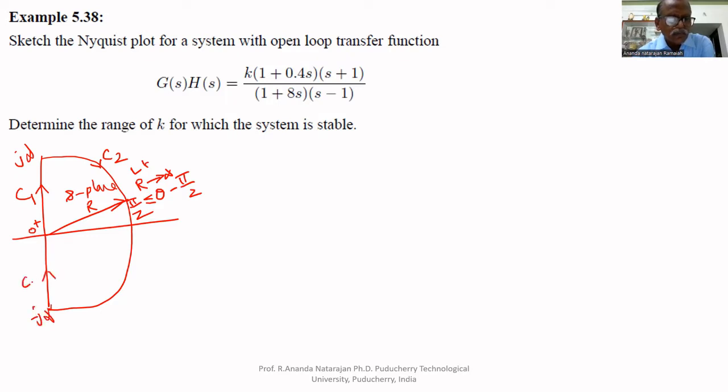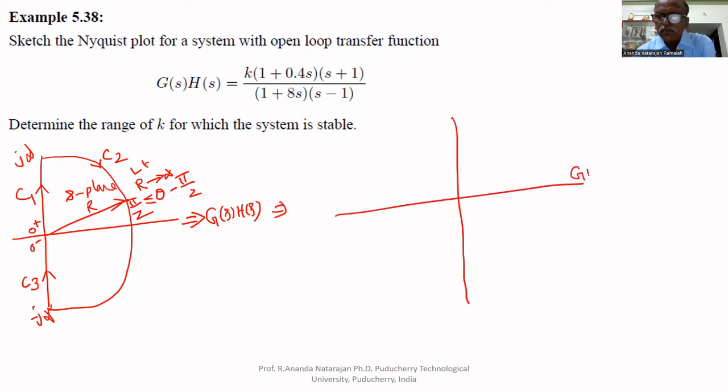That segment is called C2. The next segment is called C3. It goes up to 0 minus. So it consists of three segments, C1, C2, C3. We have to do mapping of these three segments on G(s)H(s), so that we will get a plot on the GH plane. That is the GH plane. The x-axis is called the real part of GH, and the y-axis is called the imaginary part of GH.